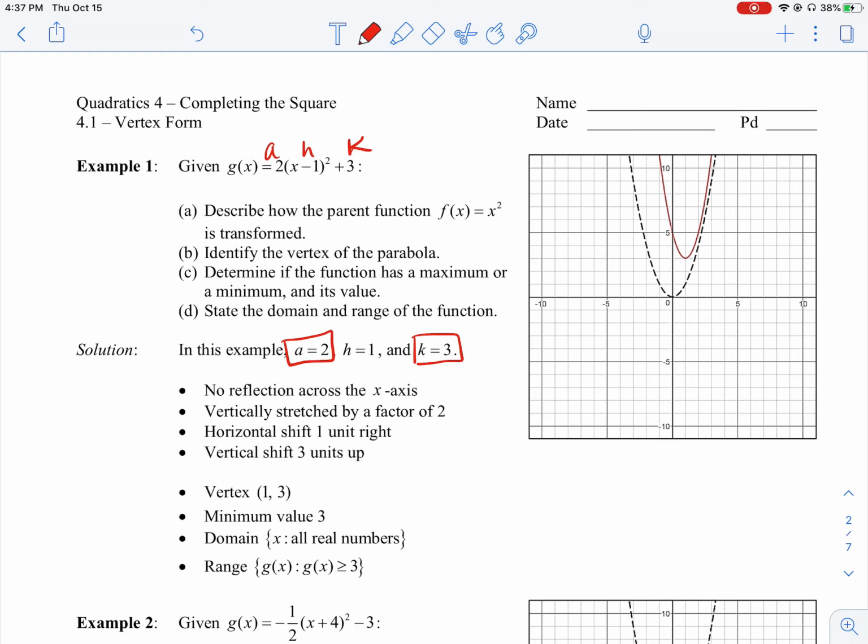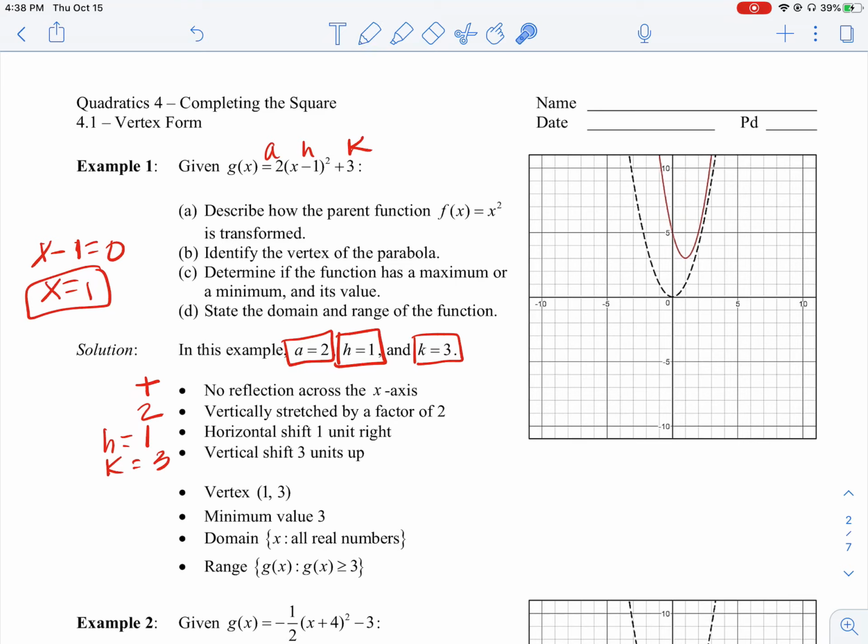How come my h is positive 1 when I have a negative 1 inside? Remember, if it's in the factored form, you always make it equal to 0. So my x is equal to 1, and so my h is equal to 1. Does that make sense? Now let's try to describe the transformation. First, I need to describe the sign of A. The sign of A is positive. Next, the value of A, my H and my K.